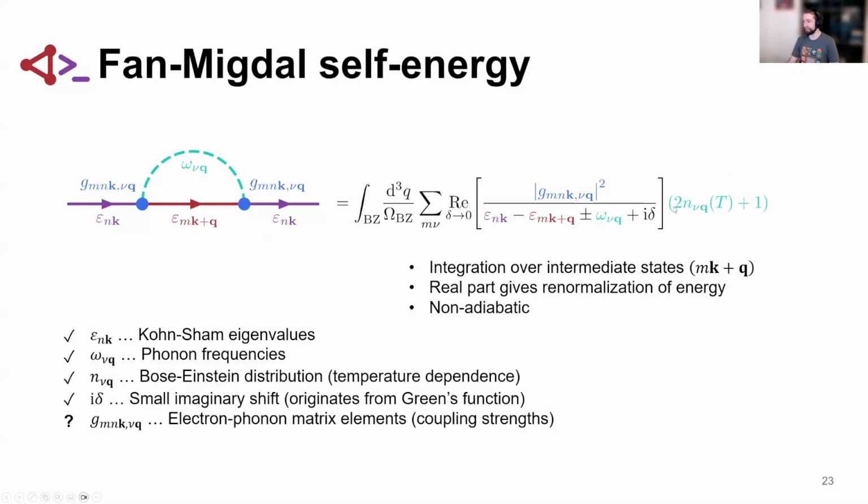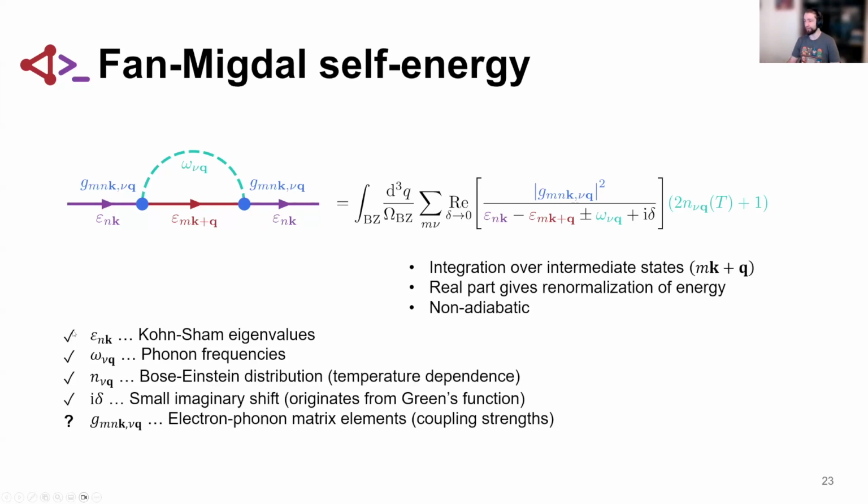And this is a non-adiabatic version of this diagram, which you can see here. There's a phonon frequency in the denominator. Effectively, that means you include also the energy transfer between the electronic and the phononic subsystems. If you neglect this, it would be an adiabatic expression.